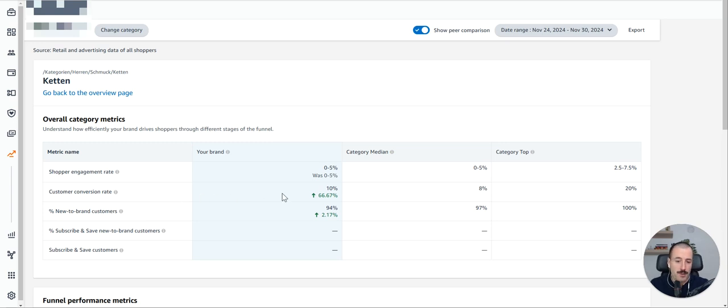Anyway, customer conversion rate is very important. If you're at the category median, and I hope you're not below it, that means you really need to do something about your listing. So this is conversion rate, the end of the funnel. Somebody moved from the awareness stage to your consideration stage. They clicked your product, they even added it to cart or the wish list, but they didn't purchase. That means that for some reason they didn't like something they saw on your listing. Most of the time it's about your images.